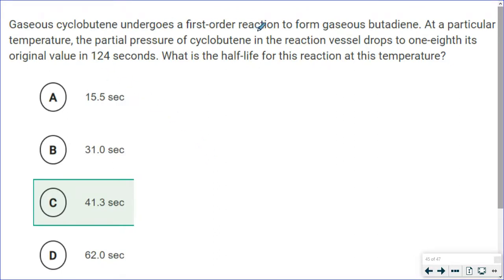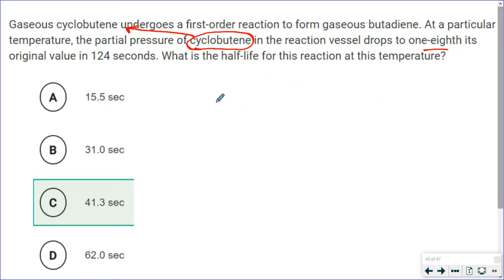Cyclobutane goes through a first-order reaction to gaseous butadiene, and at a particular temperature, the partial pressure drops to 1/8 of its original value. What does that mean? Well, Dalton's law of partial pressures says all the pressures would add up to the total pressure in the container. And so it's just the partial pressure of a single part of the chemical reaction, which is our reactant. If everything else is constant, then you have 1/8 of the number of moles in there. So it's saying we get 1/8 left over at the end.